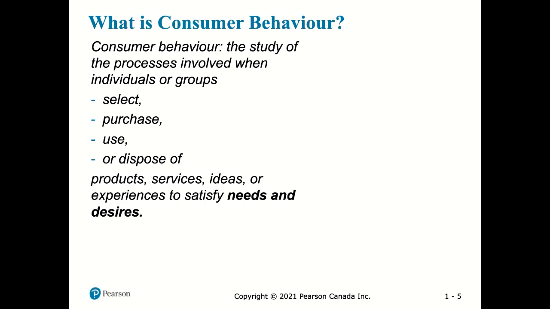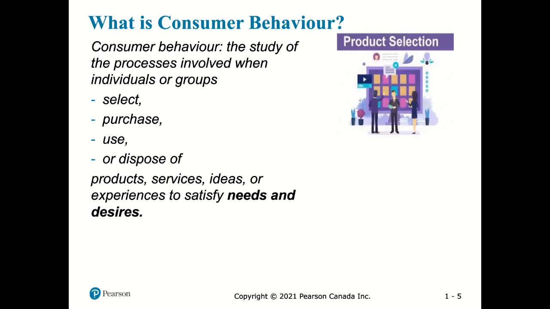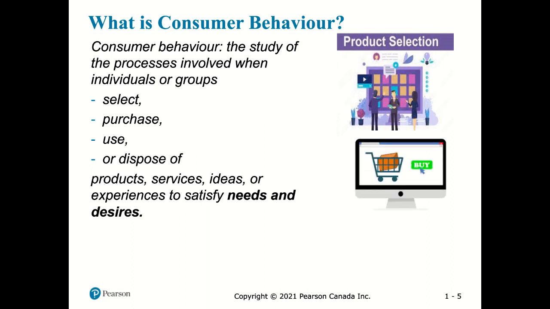And what is consumer behavior? If we talk about consumer behavior, this is the study of the processes involved when individuals or groups select a product. First is product selection, which is very, very important. Today if you want to buy a car, it takes a lot of time. Once you have selected your product, the next process is purchasing. You want to buy that product. And once you have bought it, definitely you are a consumer and you will consume it. It means you will use it.